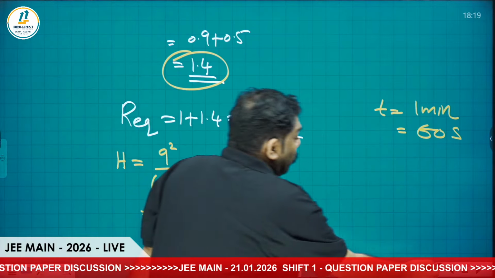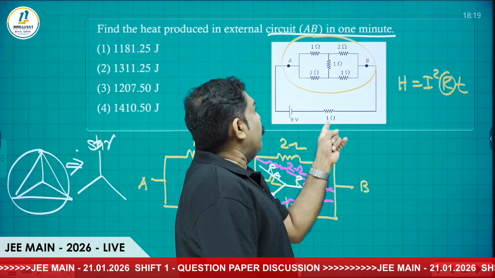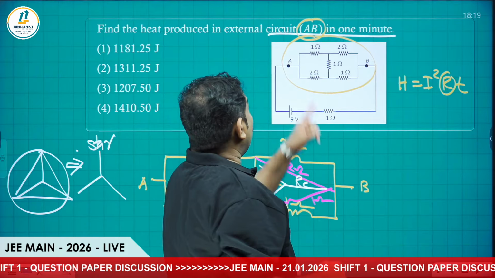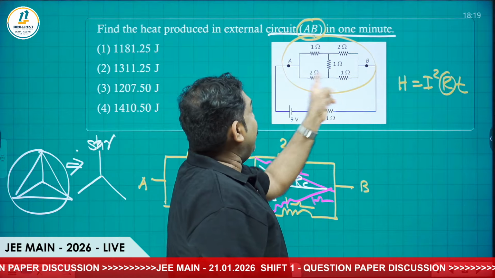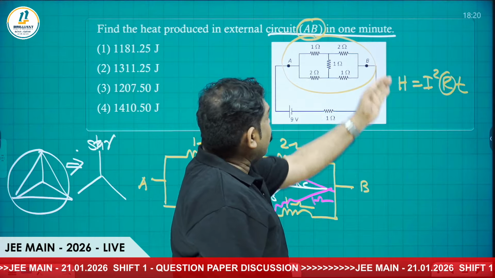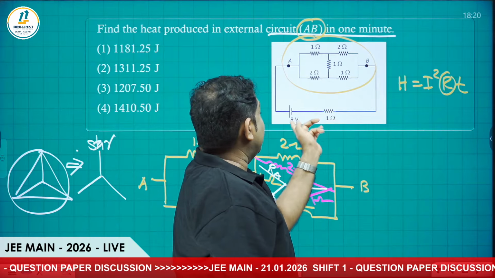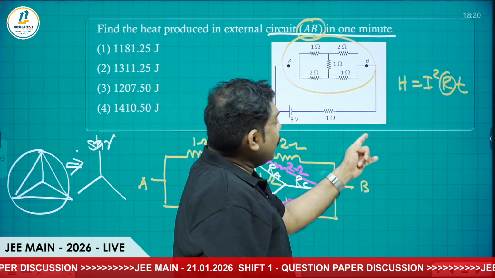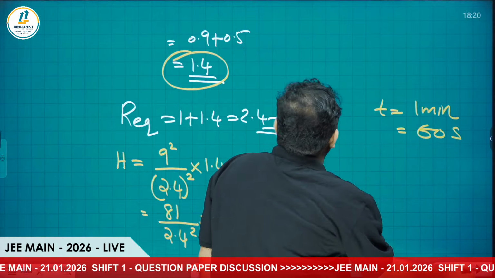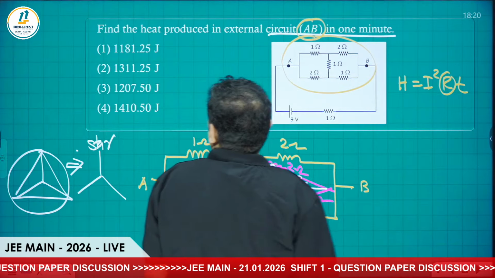Here is where students made an error: most of them wrote R1 ohm instead of the external circuit AB. It should be between A and B, so I want to take only this resistance. The current will be the circuit current, so for the current we calculate the total resistance. That is 9 squared divided by total resistance squared, into resistance of AB, into time. So we are getting that option 1 is coming.